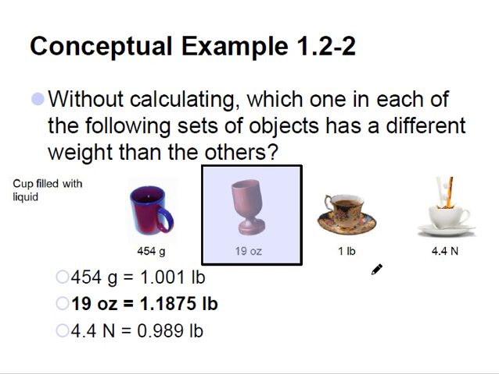You have 4 objects: a mug, some sort of cup, a tea cup, and probably a tea or coffee cup. And then we have numbers and units. So you have 454 gram, 19 ounces, I think, this is 1 pound, and then this one is 4.4 Newton. This one has liquid in it.